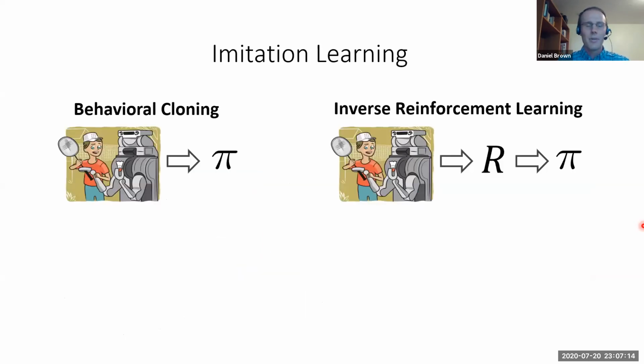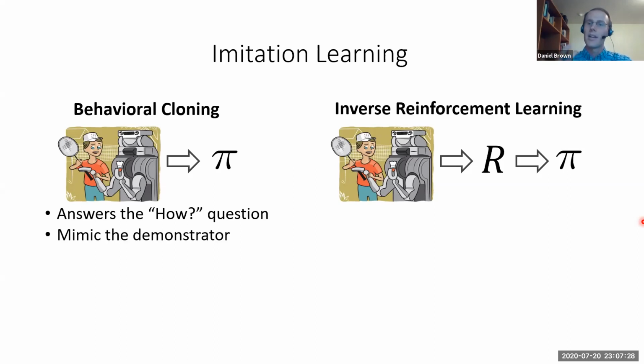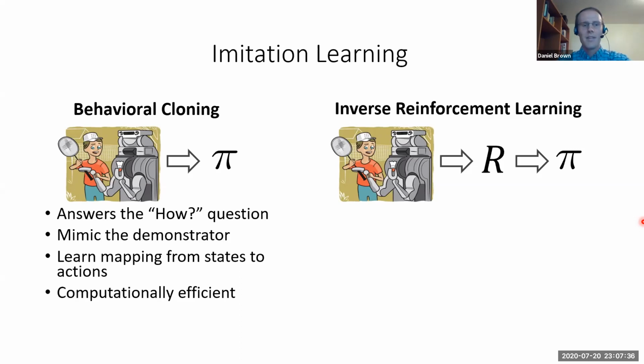And imitation learning is a really broad field. For the purposes of this talk, I'm going to roughly divide it into these two different areas. The first on the left is behavioral cloning, where I see this as answering the how question. How should an agent act in an environment? Typically, it involves trying to mimic the demonstrator by looking at the states and actions in the demonstrations and learning a mapping from states to actions. This is often pretty computationally efficient since it's a standard supervised learning problem. However, it can suffer from compounding errors.